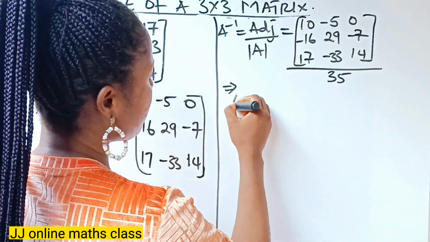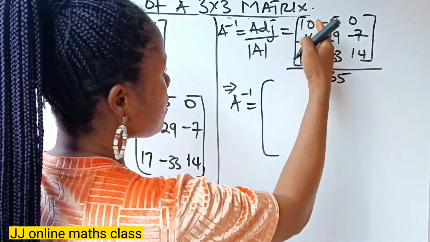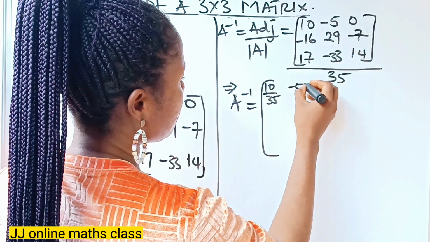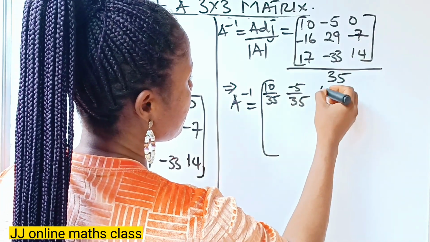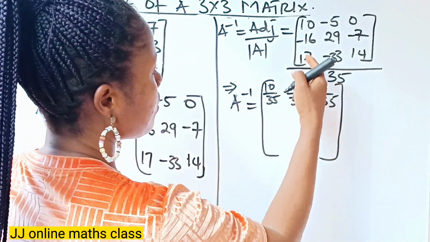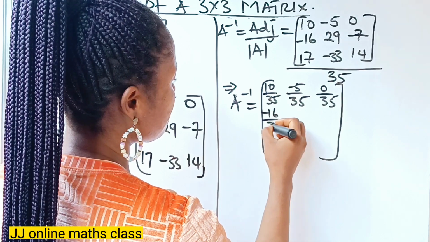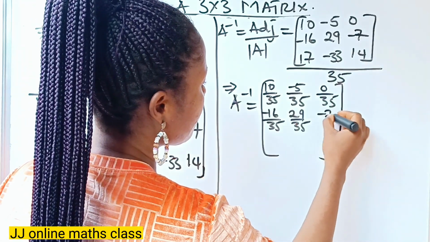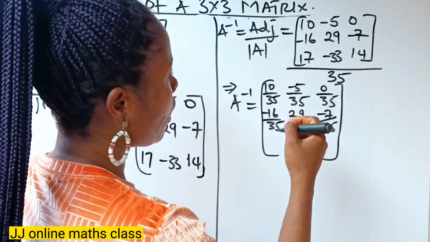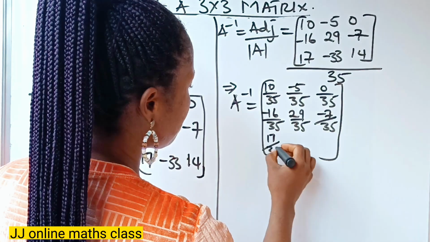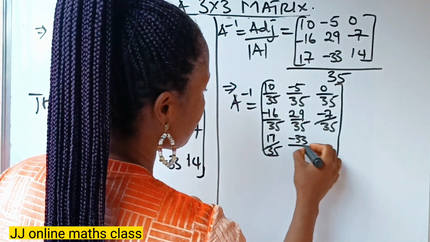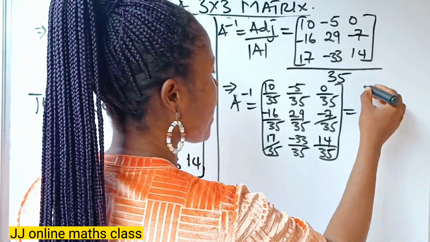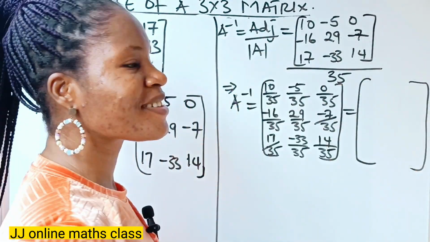So let's go. We are going to have that A inverse is equal to 10 divided by 35, then minus 5 divided by 35, 0 divided by 35, minus 16 divided by 35, 29 divided by 35, minus 7 divided by 35, 17 divided by 35, minus 33 divided by 35 and 14 divided by 35. So we are going to get this matrix now. Let's go ahead and do that.